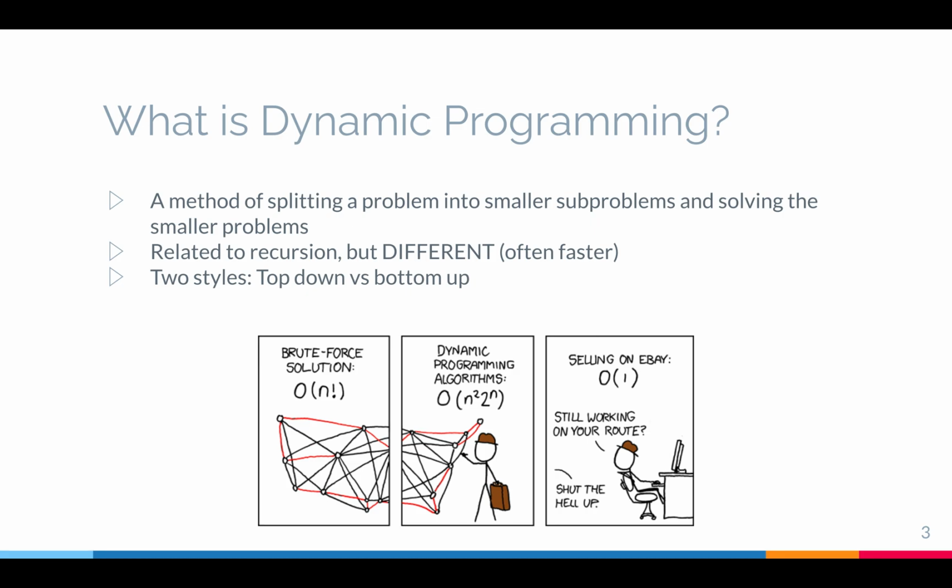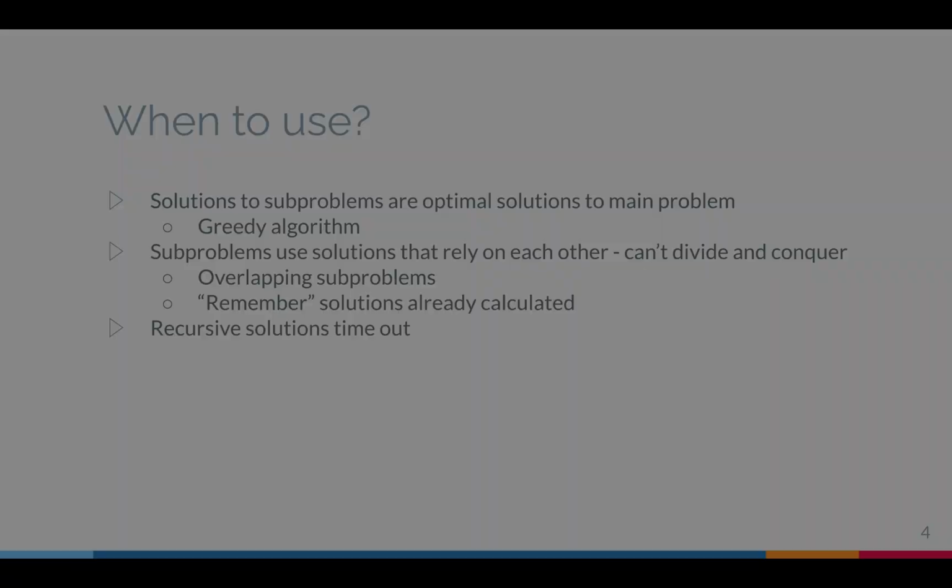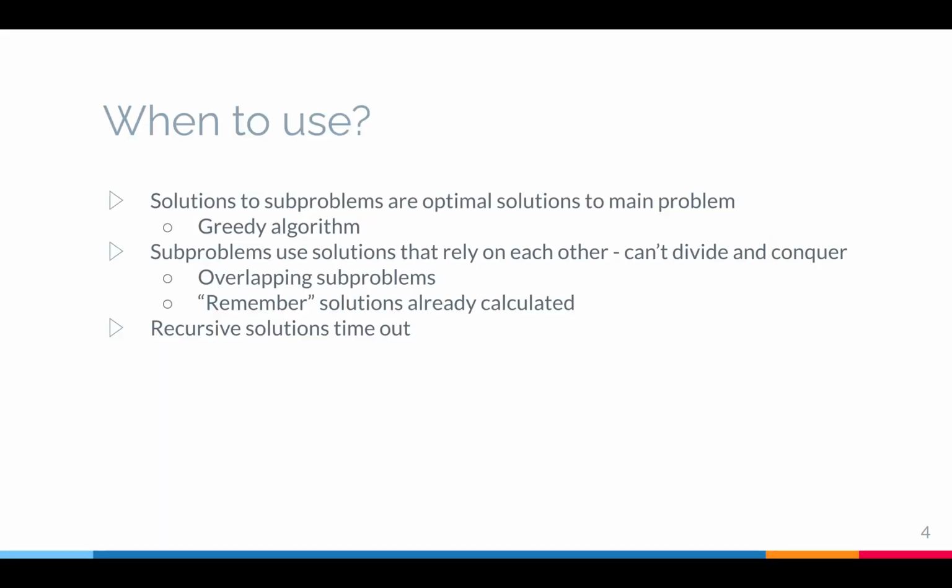There's two main styles, top-down and bottom-up. We'll see later that bottom-up is usually faster than top-down. So when should you use it? You should use it when the solutions to the subproblems are the optimal solutions to the main problem. So this is also known as a greedy algorithm. The subproblems also use solutions that rely on each other. So you can't divide and conquer, so something like merge sort wouldn't be classified as dynamic programming.